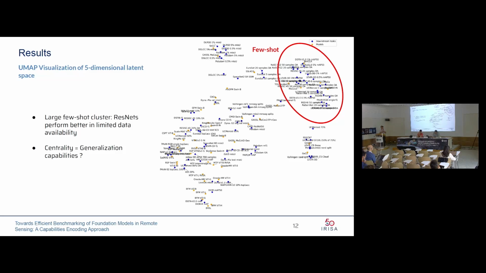Another remark we can make is, based on the way we optimize the latent space, we should observe that the methods that are more general, that have better performance on average on all datasets, should be in the center of the cluster. That way they are closer to all the possible dataset points. And it is kind of what we see in the middle of the big cluster. We can see methods with very good average performance, such as SkySense, for example.